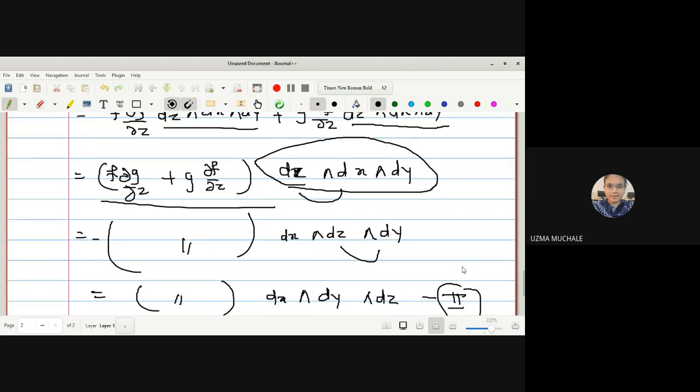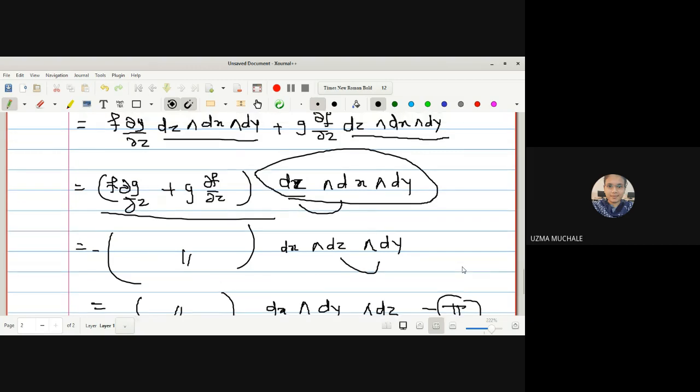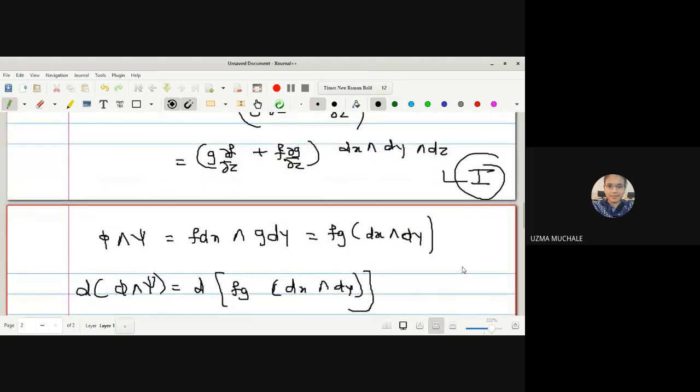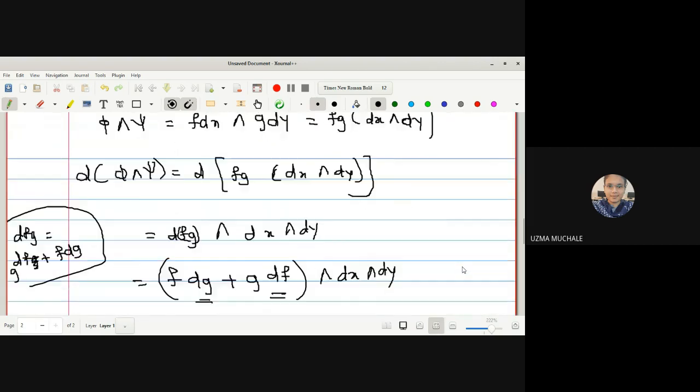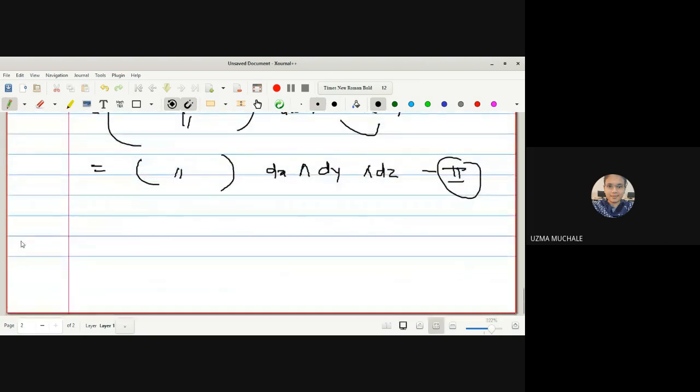Now you can see a similarity in equation 1 and 2. What is equation 2? f dou g by dou x plus g dou f by dou z. So you can see here also derivatives with respect to z, and one function is outside, and we have dx wedge dy wedge dz. So from equation 1 and 2, we can say LHS is equal to RHS, and hence we prove the second property.